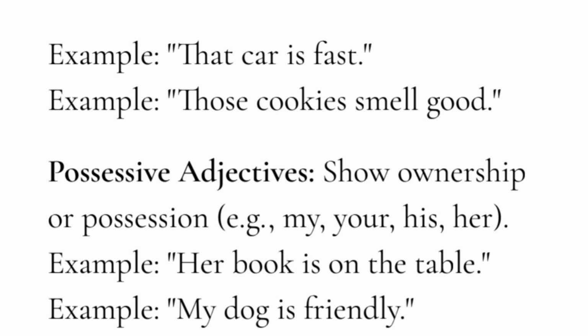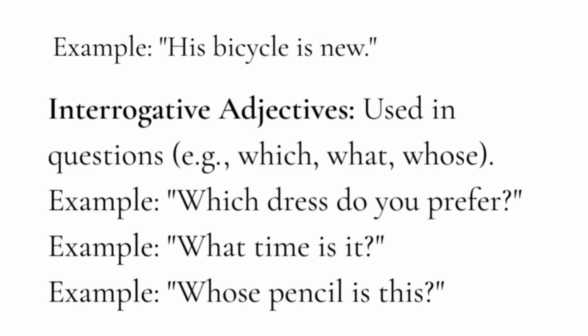Possessive adjectives show ownership or possession, e.g., my, your, his, her. Example: her book is on the table. Example: my dog is friendly. Example: his bicycle is new.